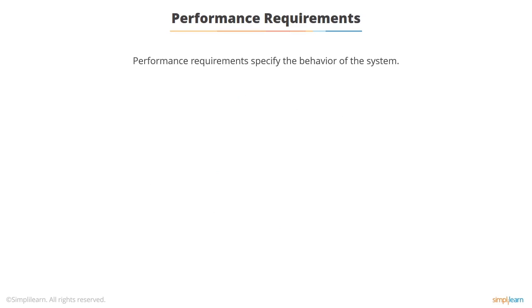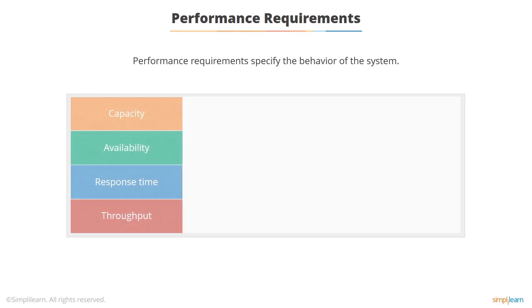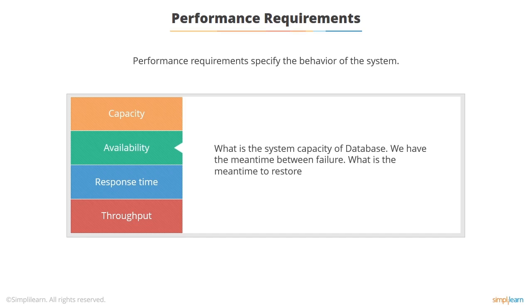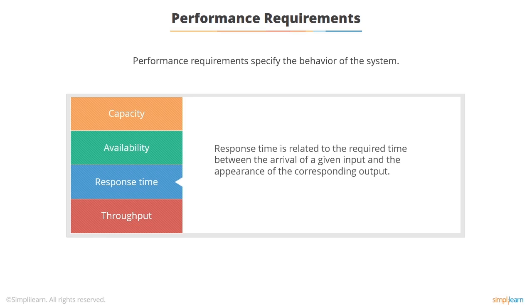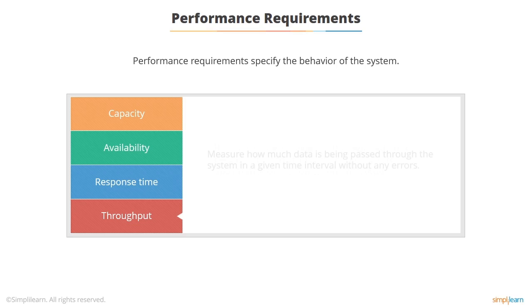Performance requirements are important for specifying the behavior of the system. So, for example, capacity. How many concurrent operations can happen at once? What is the data capacity of the system database? We've got availability. Certain metrics are available for availability. We have the mean time between failure. What is the average time between two things going wrong? What's the mean time to restore? How quickly can we get the system back and running? And availability is that fraction, that equation. We also have response time. So what is the time difference between an input arriving and the output being delivered? We've also got throughput, which is a measure of how much data is actually being passed through the system in a given time interval. It also must occur without any errors, without data loss, and within the time required.